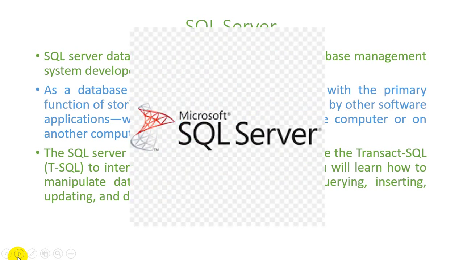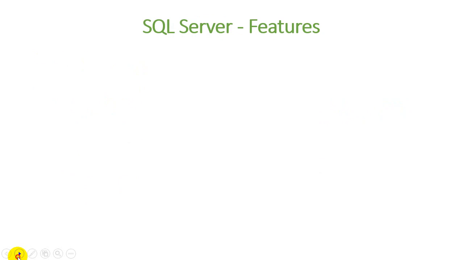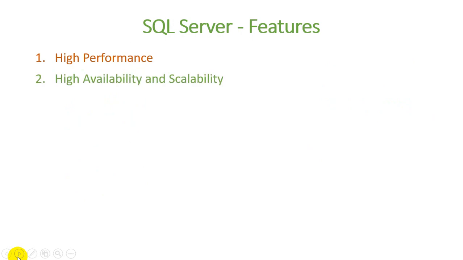Now see, this is the actual logo of Microsoft SQL Server. With the help of this symbol, you can easily find where a Microsoft SQL Server is being used in a particular application. Now we see the different features of SQL. First one, it is high performance because it is the commercial version provided by Microsoft. Second, high availability and scalability.